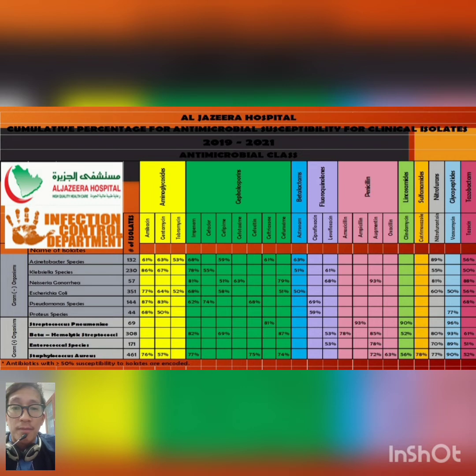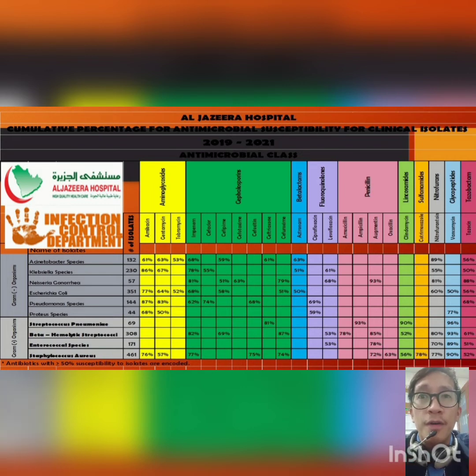For the first isolate, we have Acinetobacter species with a total of 132 isolates, from 2019 to 2021. This microorganism is susceptible to amikacin, gentamicin, tobramycin, imipenem, cefepime, ceftriaxone, aztreonam, nitrofurantoin, and tazocin.